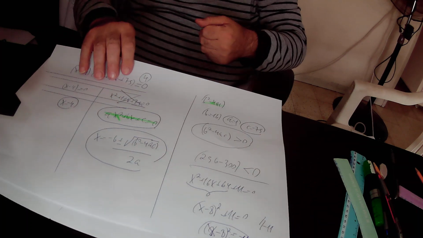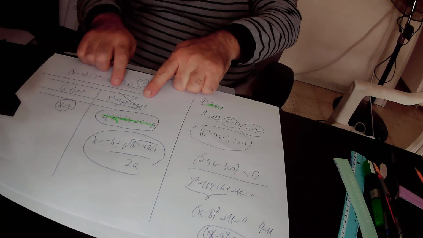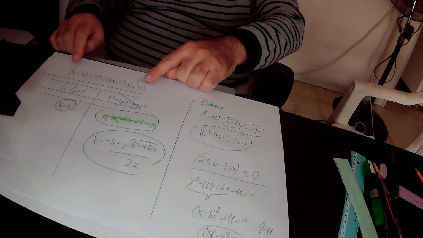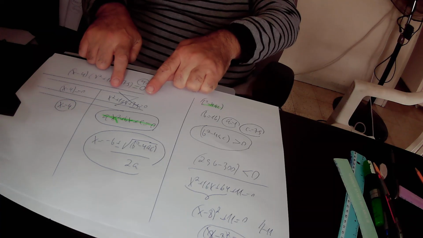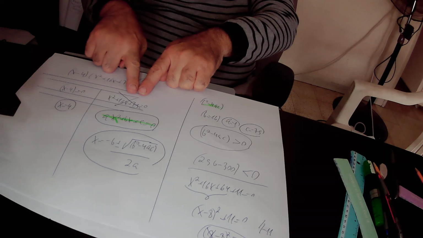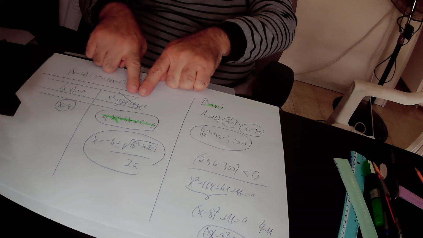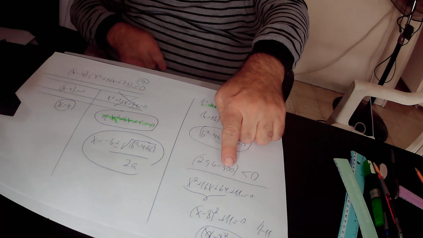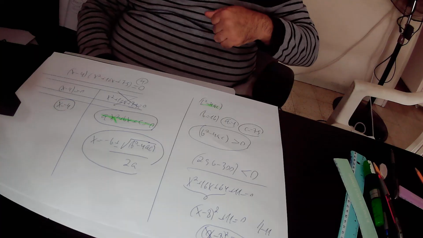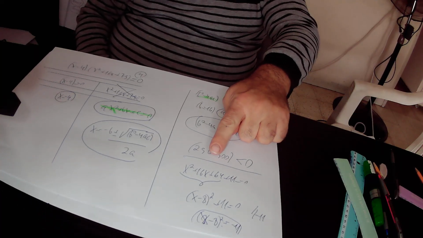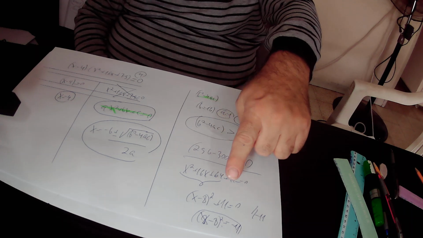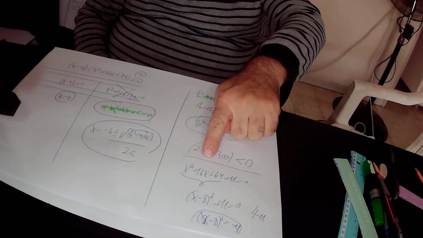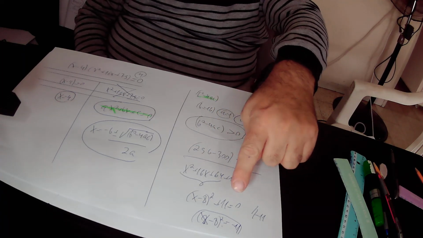I will present another way to prove that this is not a correct solution for this equation. Why? Because we have x squared plus 16x plus 75. We rewrite 75 as 64 plus 11. So this expression equals x squared plus 16x plus 64 plus 11 equals 0. The expression x squared plus 16x plus 64 equals x plus 8 squared. If we open the brackets, we get x squared plus 16x plus 64, and we have plus 11 equals 0.